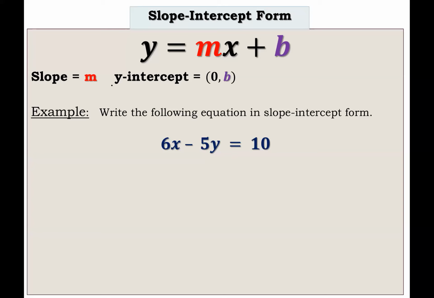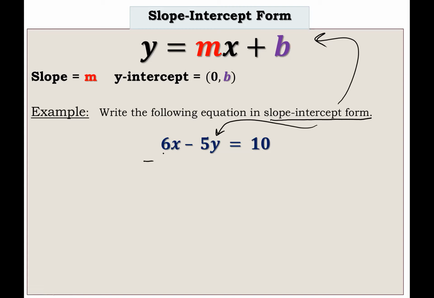So this will be extremely useful if you can get an equation in this form, slope-intercept form, because you'll have a y-intercept and then you'll be able to use the slope to make your graph from there. So here's our example. It's just an algebra question. We're not making a graph right now. Write the following equation in slope-intercept form. So we're essentially needing to solve for y. We want it to look like this, y equals mx plus b. Our equation is 6x minus 5y equals 10.